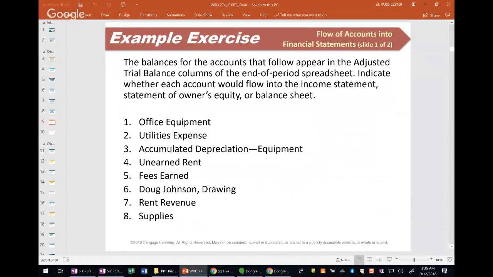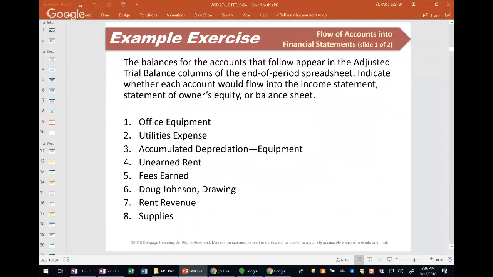All right, since you have these statements tonight, and I give you a whole list of accounts, this is sort of like review. All right, where does office equipment go? Which statement? There's the income statement, the balance sheet, the capital statement. Where does office equipment go? Balance sheet. Utility expense, income statement. Accumulated depreciation, balance sheet as a minus to equipment or building or what have you. Unearned rent, balance sheet. It's a liability.